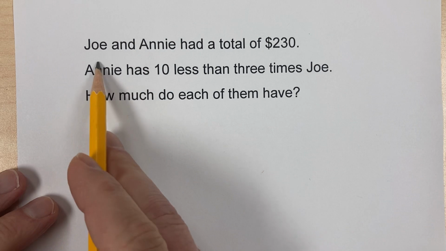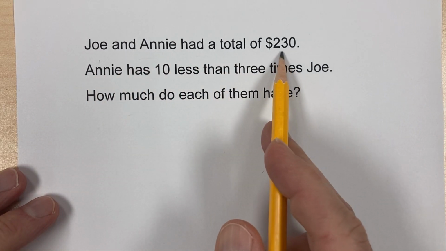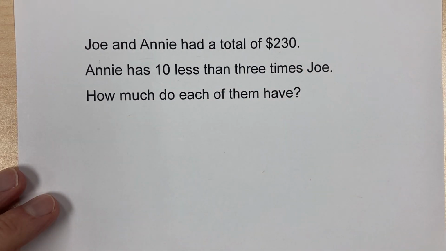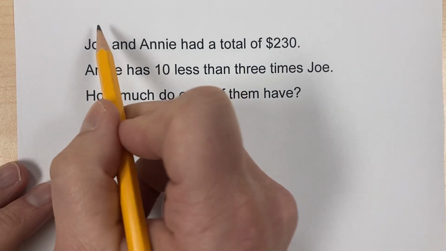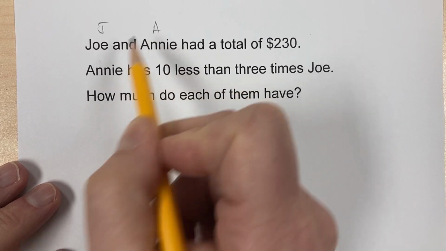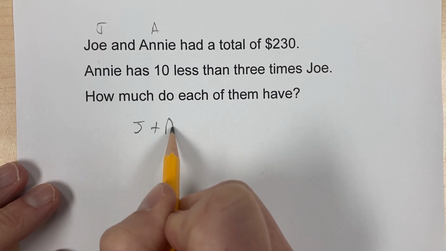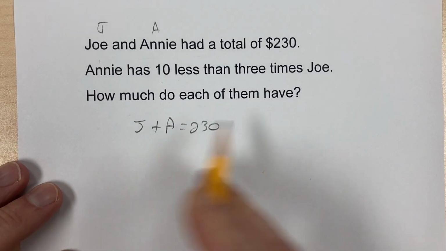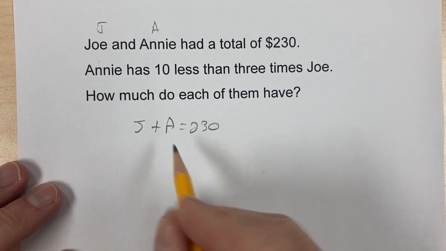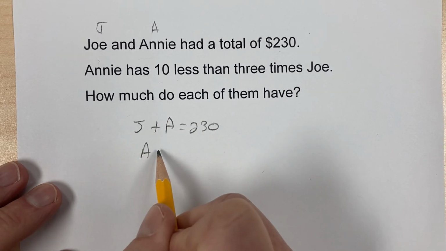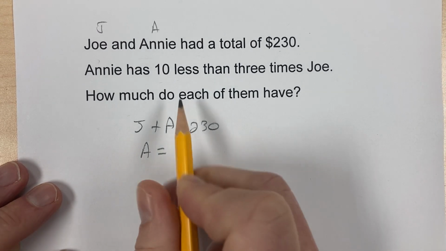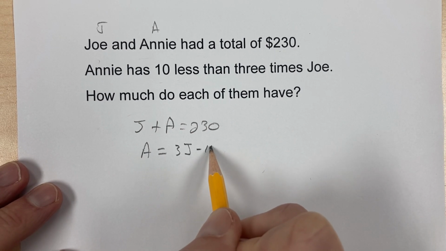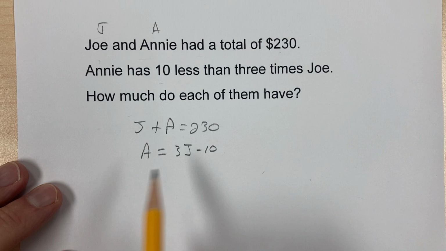For example, here it says Joe and Annie had a total of $230 between them. Annie has 10 less than 3 times Joe. You get these kind of goofy questions, right? But let's just say we have J for Joe and A for Annie, and if you add their money together, you get 230. Now it says Annie has 10 less than 3 times Joe. So if you did 3 times Joe and did 10 less than that, minus 10, that would be exactly what Annie has.